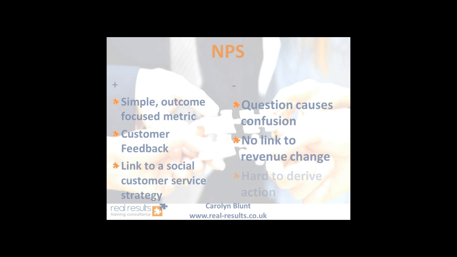So it's also quite hard to derive some actions from that. It's an outcome-focused metric rather than a process one, so it doesn't enable us to say, this is the reason why, and these are the actions we then need to take to address and rebalance that. So that can be a bit challenging with this as well.